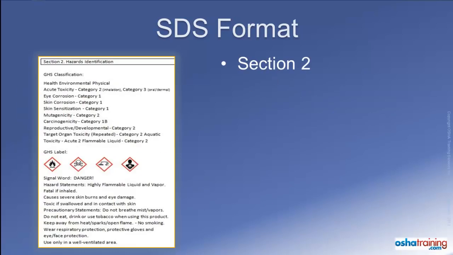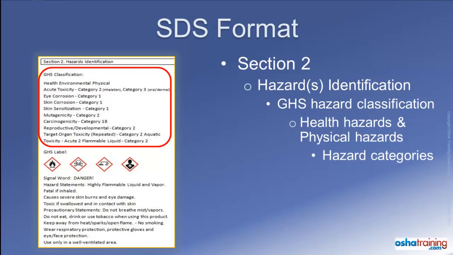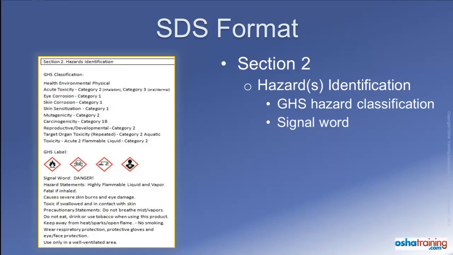The second section of a safety data sheet is titled Hazard Identification. Here you will find the GHS hazard classifications for the product, including those for each health hazard and physical hazard, and their individual ratings in applicable hazard categories. You will also find the appropriate signal word associated with the product. There are only two signal words that are used in the GHS system, either the word danger, which indicates a relatively severe or immediate hazard, or warning, which indicates a less severe but still potentially harmful level of hazard.